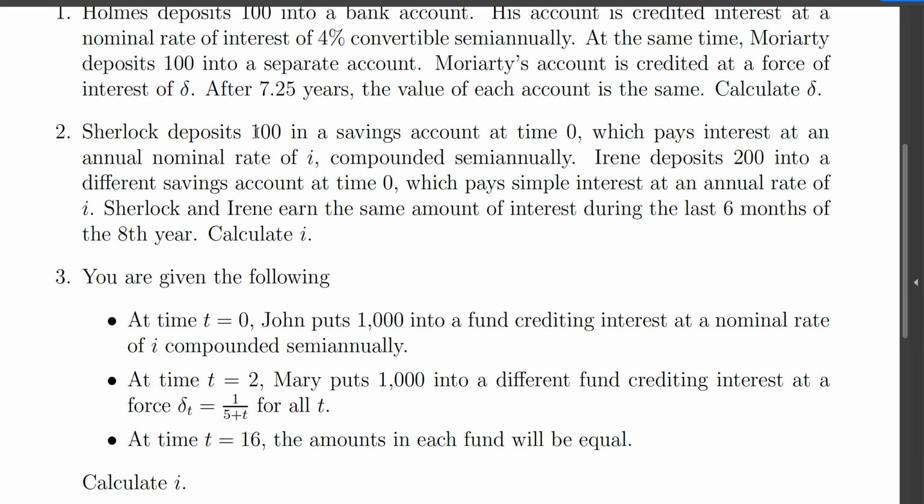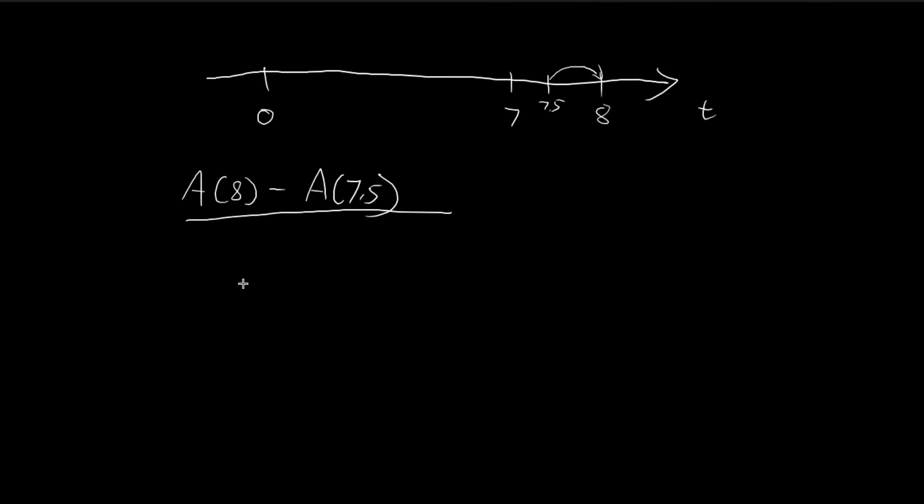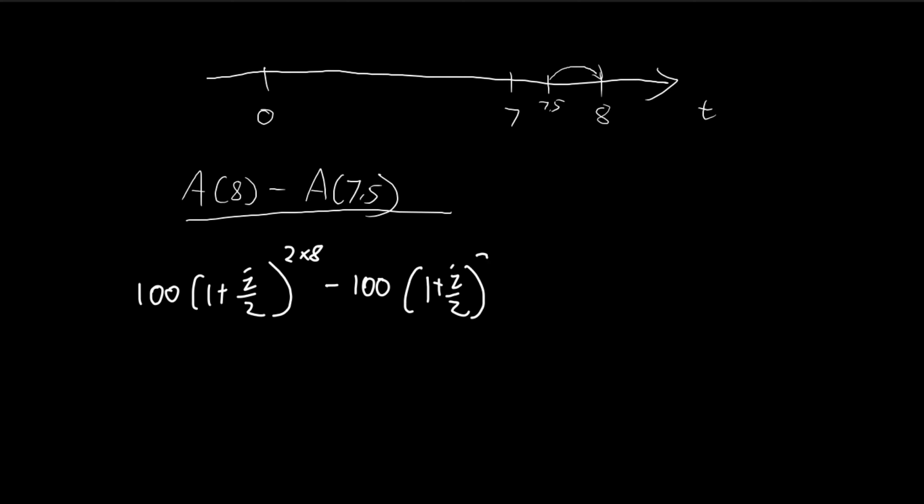Sherlock has $100 and he's earning semi-annual interest at a rate of I. So A8 for Sherlock is equal to 100 times (1 plus I over 2) to the power of 2 times 8, because it's compounded semi-annually. And then we do the same thing for 7.5; we just apply the formula for semi-annual interest. So this is the amount of interest that Sherlock earns.